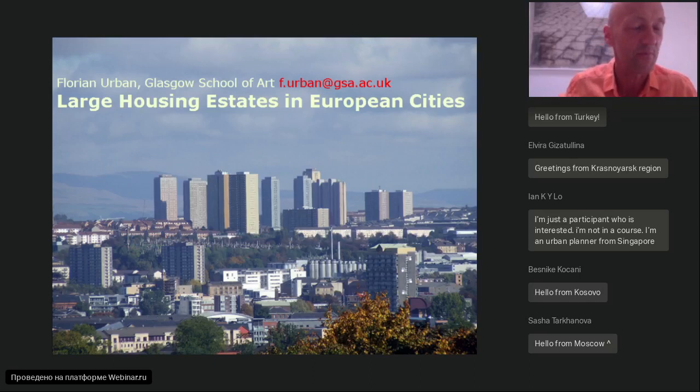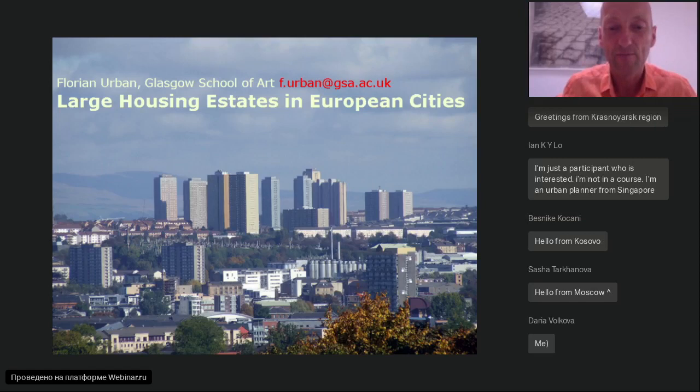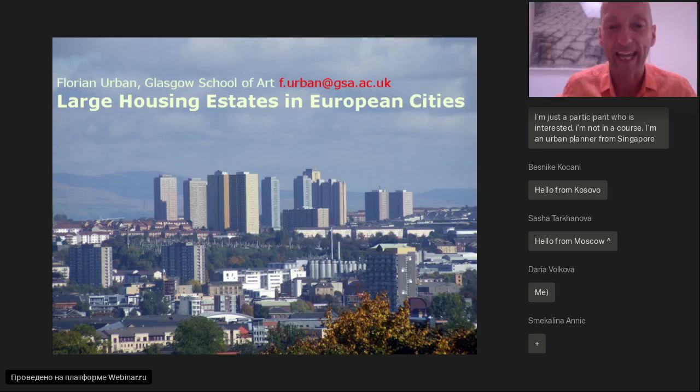Let's stop the fire. Can you please tell me who is currently in Moscow? Press the fire button if you're currently in Moscow. Only 3 people, 8, 9, 11 people. Okay, a third is in Moscow. Another question: who has ever lived in a socialist or other mass housing block? One, two, 6, 13, 23, 24, 27 people. 27 out of 30, that's a lot.